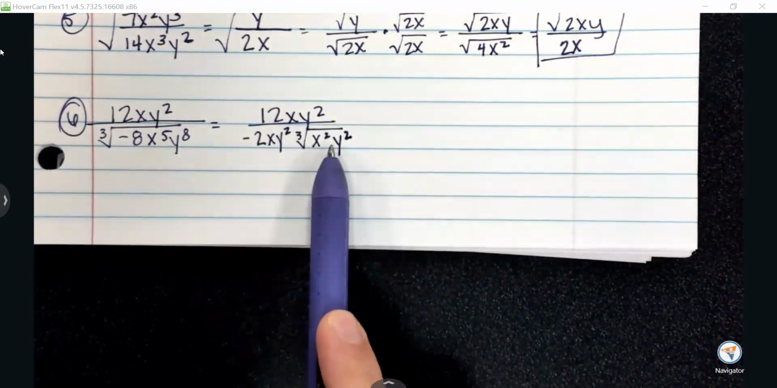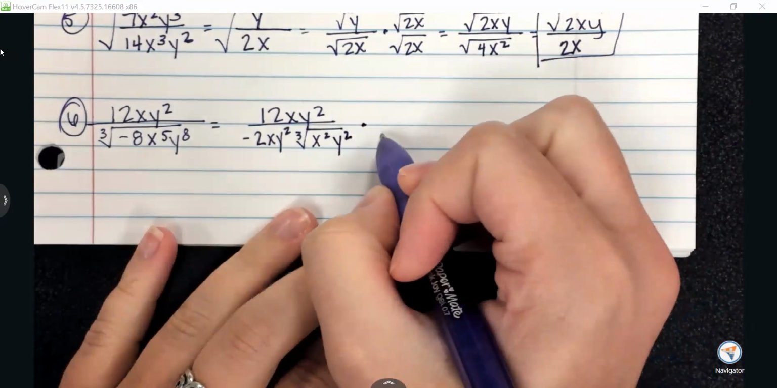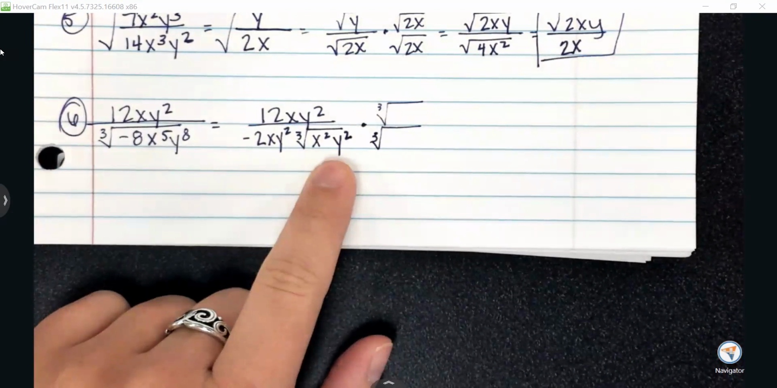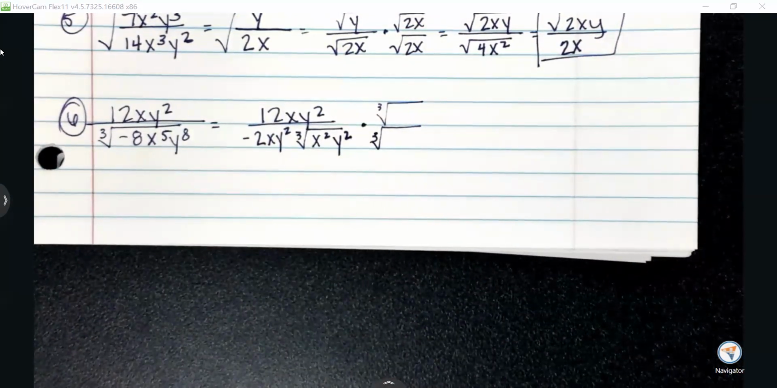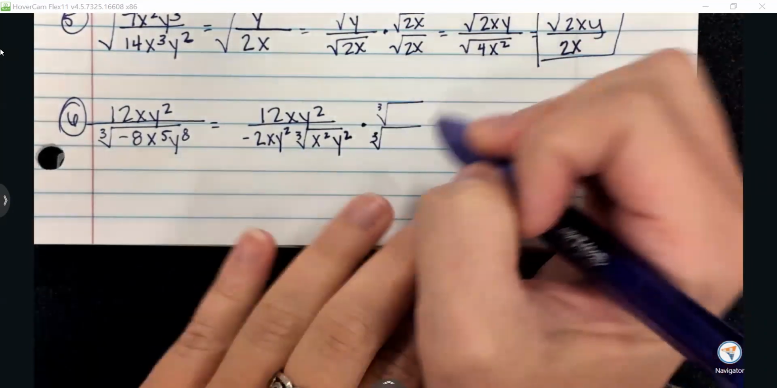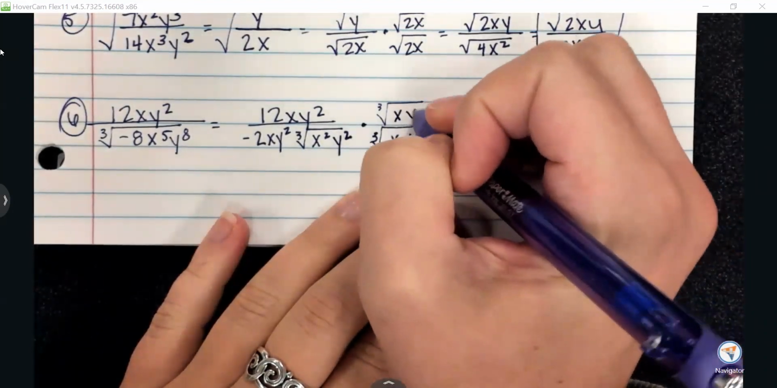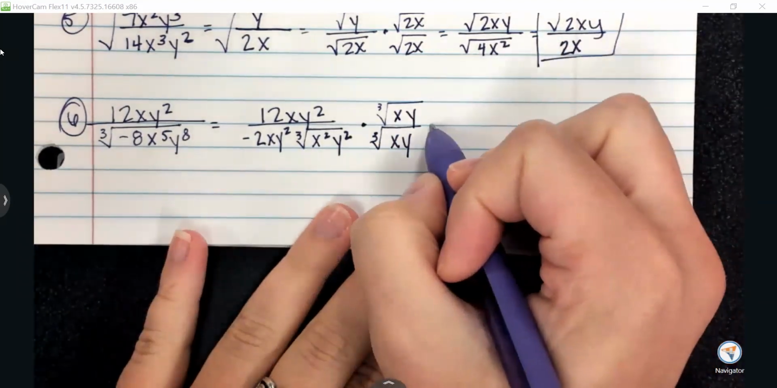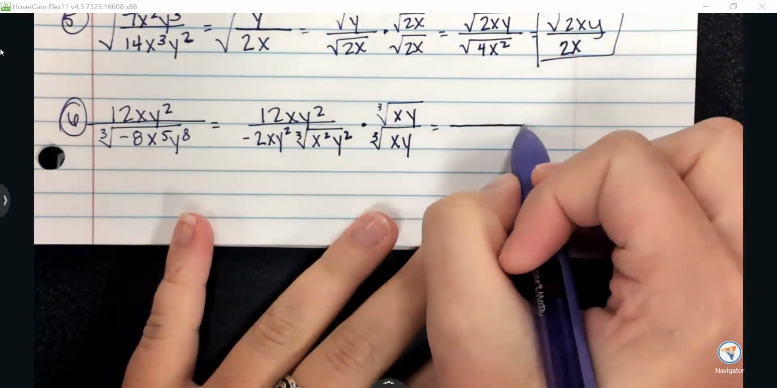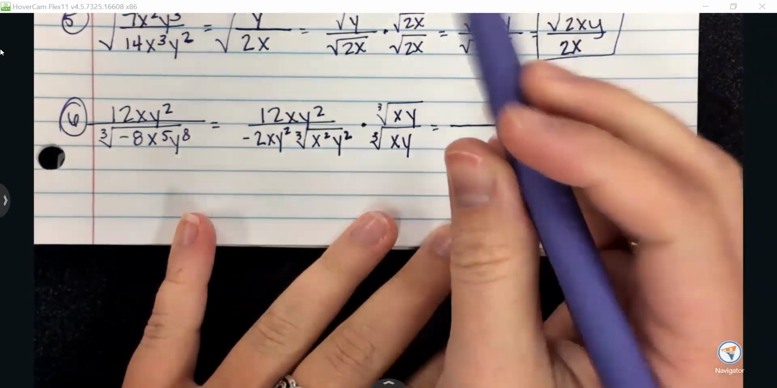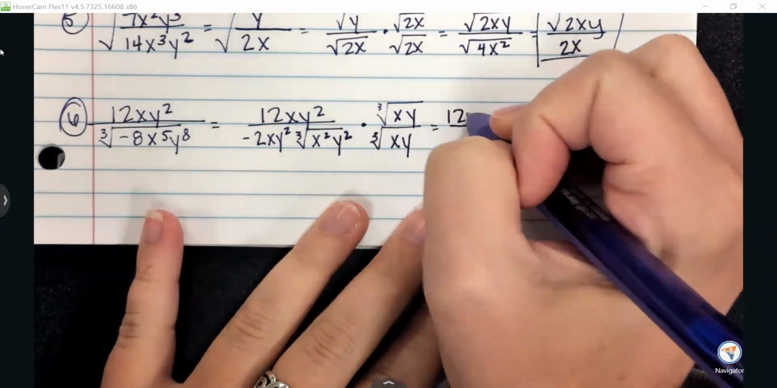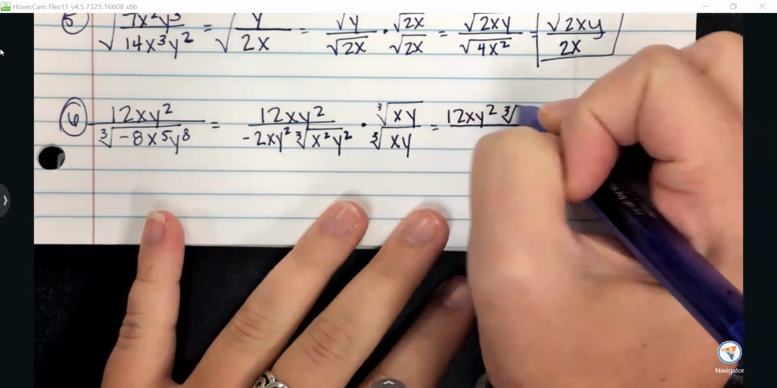The radical part. So if I have to get a perfect cube to get x squared and y squared to perfect cubes, what am I multiplying by? No, just x and y. Okay. So this now gives me, can we simplify right now or do we need to wait a step? Okay, never mind. Let's multiply it out. 12xy squared cube root of xy.